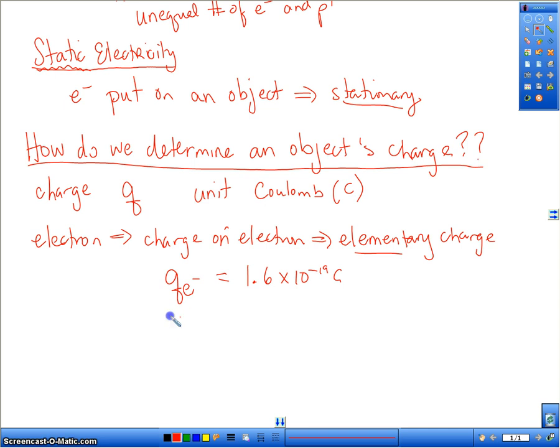It also happens that the charge on a proton, which is equal to the charge on an electron, is also 1.6 times 10 to the minus 19 coulombs. The only difference, and I should go back and let you know, is that the charge on an electron is negative and the charge on a proton is positive. So that's really the only difference. They're the same amount, they're just oppositely charged.